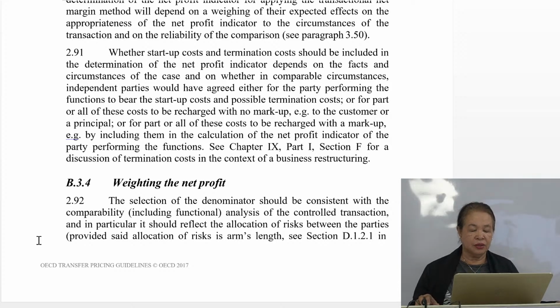So see Chapter 9, Part 1, Section F for a discussion of termination cost in the context of business restructuring. So in this guideline, the discussion on business restructuring is very long, and there are very many examples. Okay.